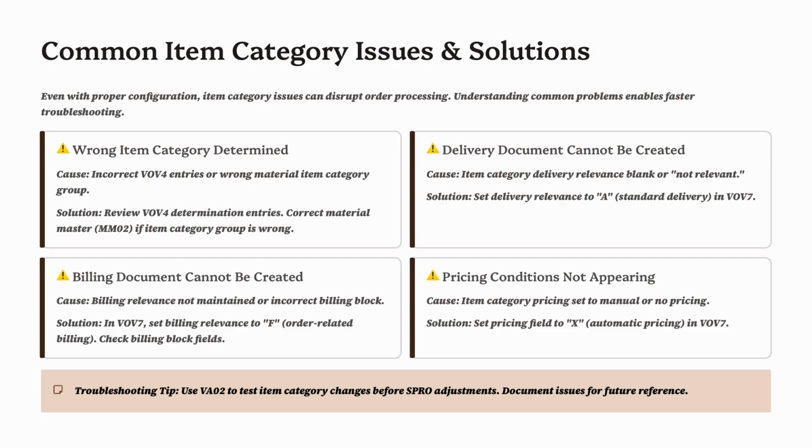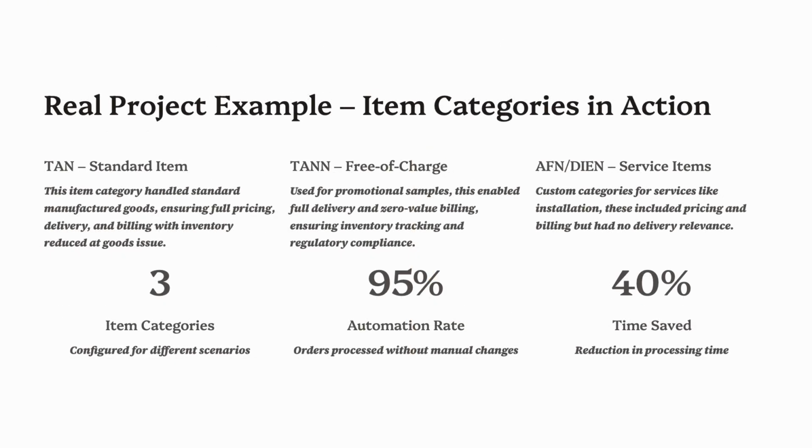In every case, troubleshooting item category issues follows a simple pattern: check the item category, check the schedule line category, check the determination table, check copy control for billing-related issues. This structured approach solves 90% of item category problems in real projects.